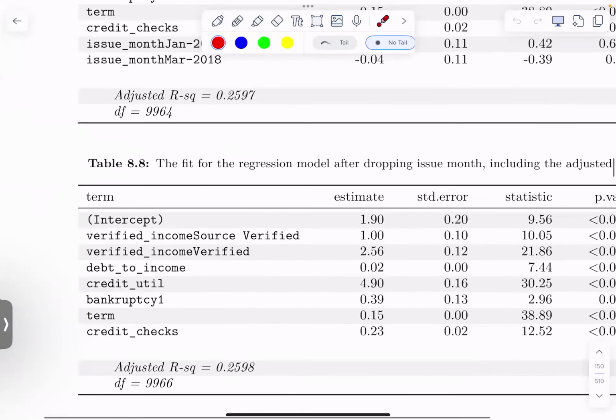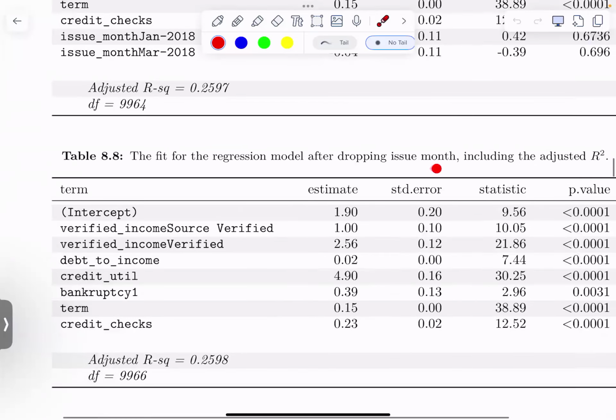Now, I think in this one we dropped the issue month, for example. And so now we have one less predictor in there, and we get an adjusted R-squared of 0.2598. Minimal increase, but good enough for us. We would say this is a better model because of the higher adjusted R-squared.